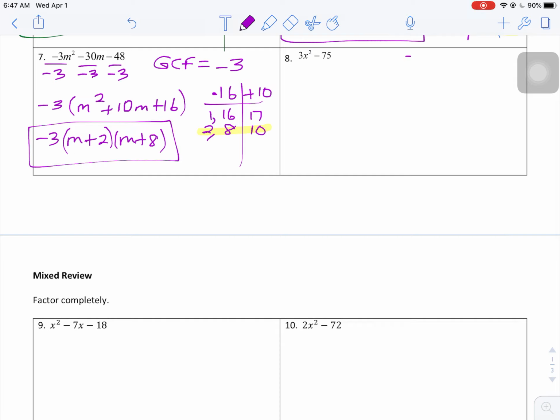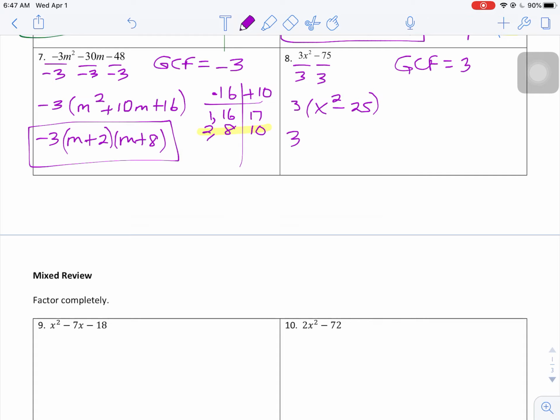On number 8, GCF is 3. So you want to divide out of 3. And then this one's a little different because when you look at your leftovers in the parentheses, it's not a basic trinomial. Instead, there are only two terms, the x squared and the 25. It's subtraction, so it's that new thing from yesterday, the difference of two perfect squares.